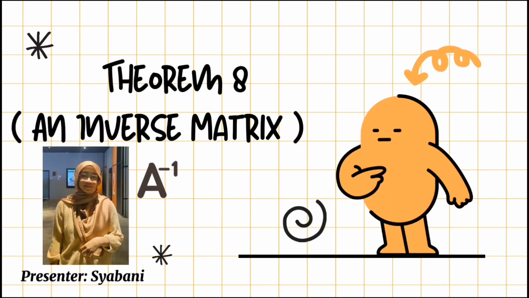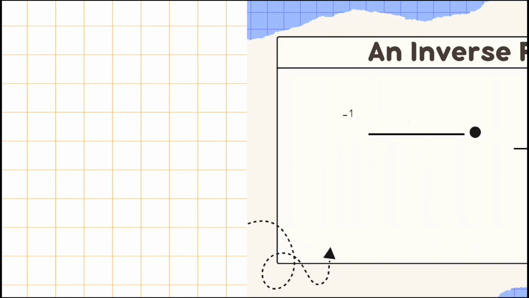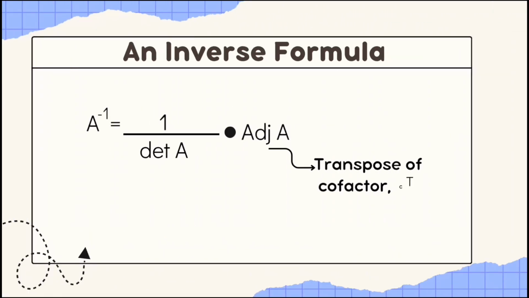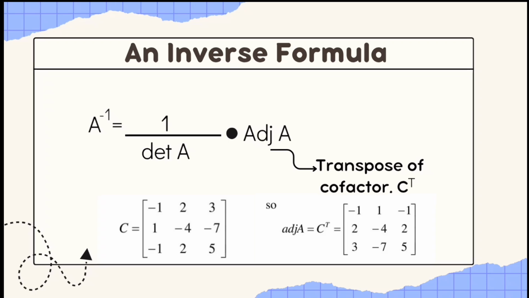Now we're moving on to Theorem 8, which is a formula to find the inverse of a matrix. This formula can be used rather than using the long way, elementary row operations. The formula is A inverse equals 1 over determinant A times adjugate A. The adjugate of A, or the adjugate matrix, is the transpose of the matrix of cofactors.